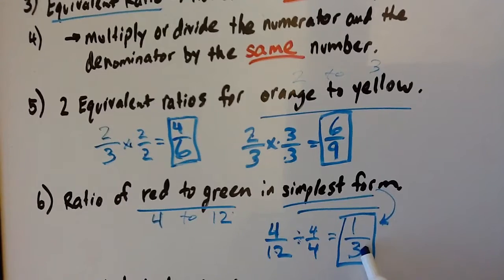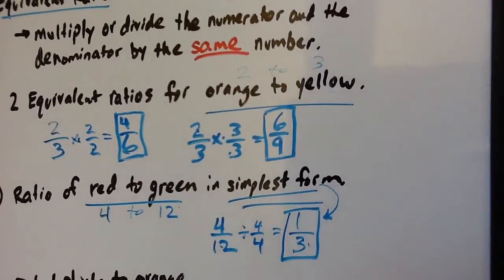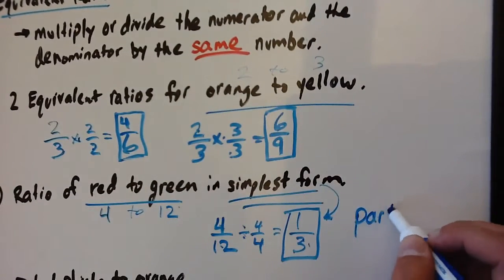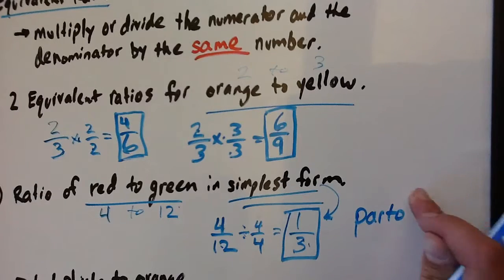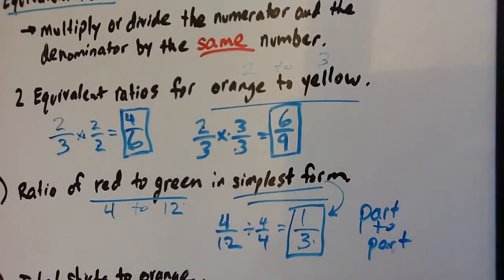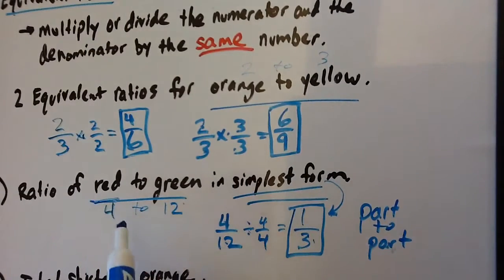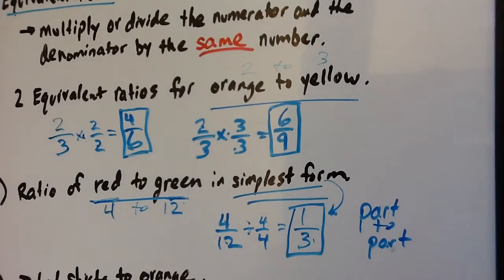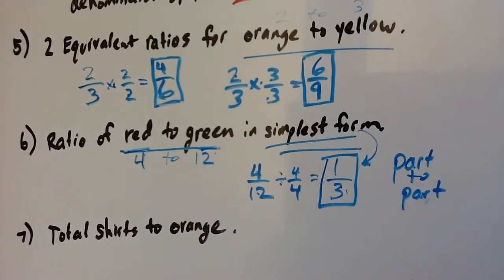Now this ratio compares part to part. This is a part to part comparison because we are comparing part of the shirts to part of the shirts. So it is a part to part comparison.